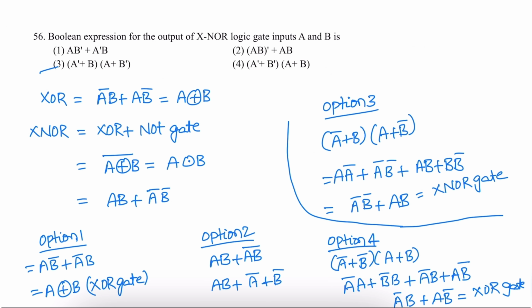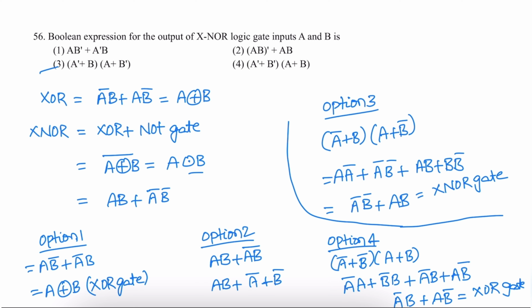Next, the Boolean expression for the output of an XNOR logic gate for inputs A and B. So XOR logic gate is A XOR B, that is A bar B plus A B bar. XNOR is XOR gate plus NOT gate. So A XNOR B output is AB plus A bar B bar. So take option 1, AB bar plus AB.